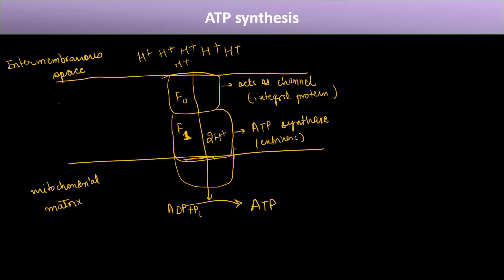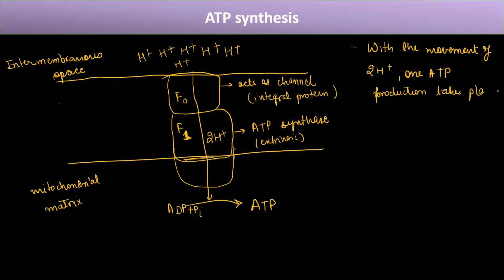So what is happening here? As we can see, with the movement of two hydrogen ions, one ATP production is taking place. So we can write: with the movement of two hydrogen ions, one ATP production takes place. So now we understood this thing.